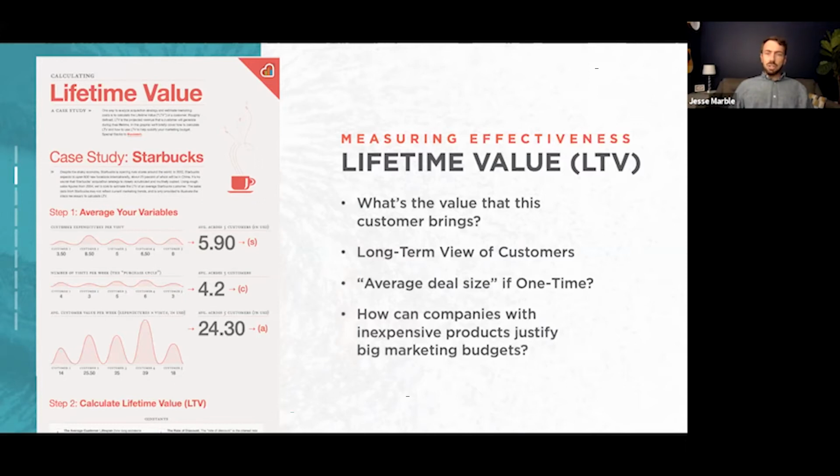It raises this question of how can big, expensive or inexpensive products justify big marketing budgets? And I'm going to show you this Starbucks example.